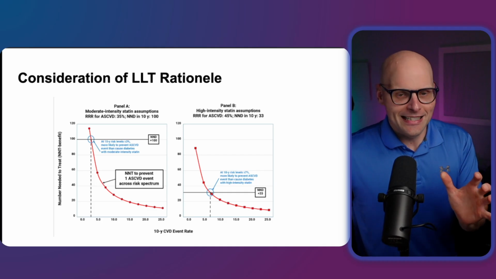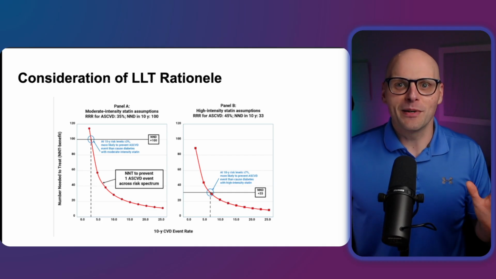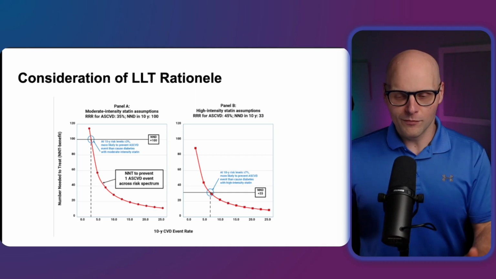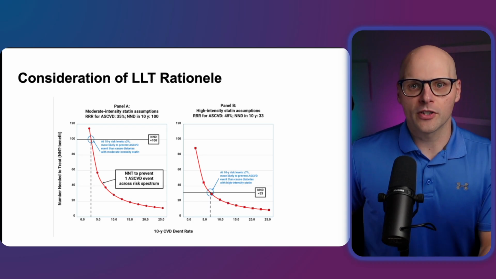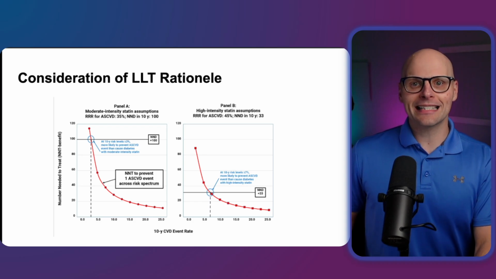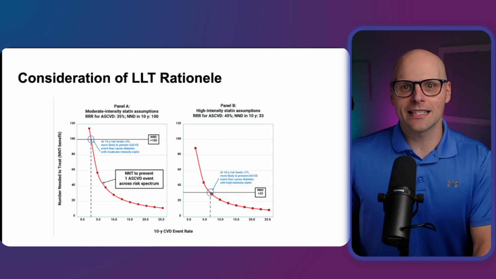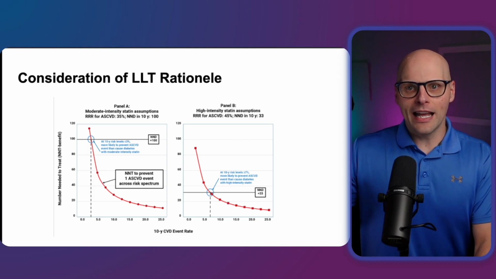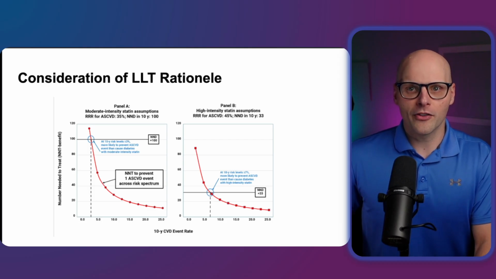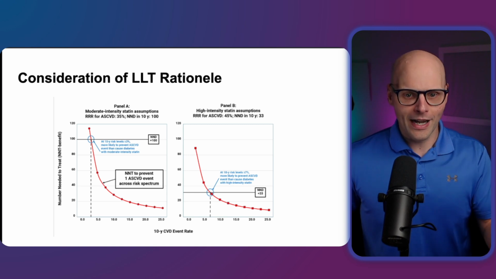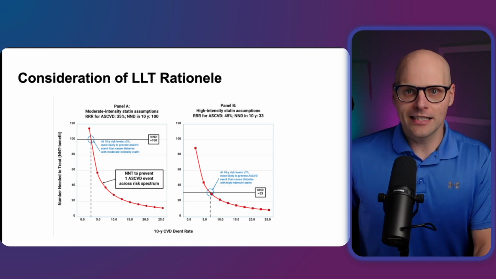And I know this is not trying to be a dense statistics lesson, but this is why we do this and why the recommendations are for this. So we'll start with this. If you look at the axes, the bottom x-axis is the patient's 10-year cardiovascular event rate, and the vertical y-axis is the number needed to treat. There's a red swooping line you see on both panels. This is our number needed to treat to prevent one ASCVD event.